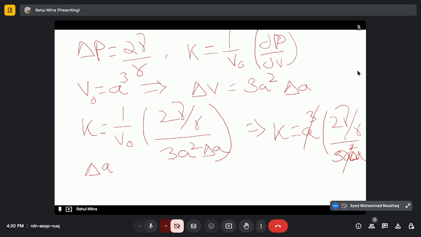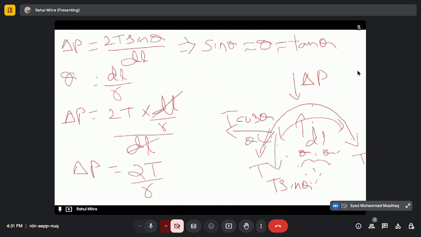delta A by A equals 2 gamma divided by R into K. So this is how it depends. If I write it in terms of, there is a 3, an extra 3. So I think this is how it gets.